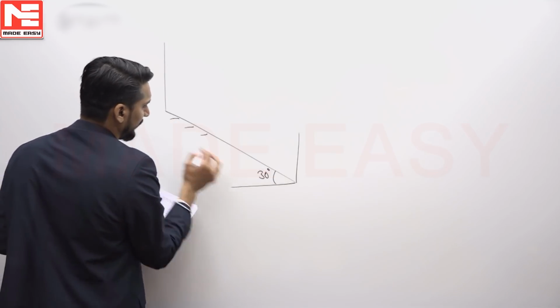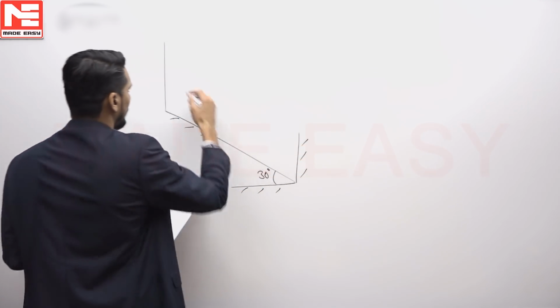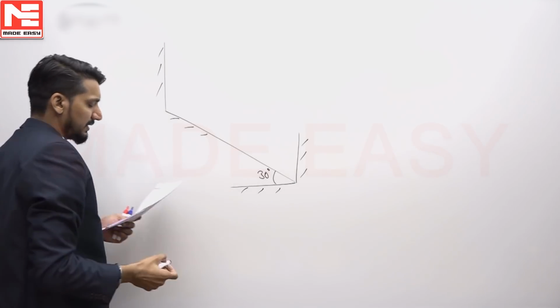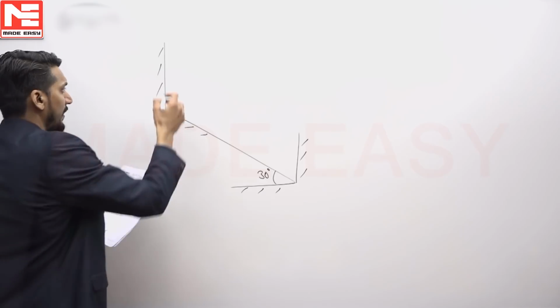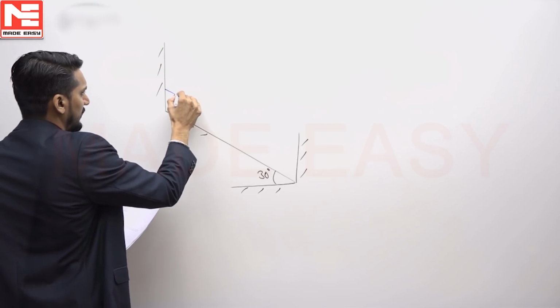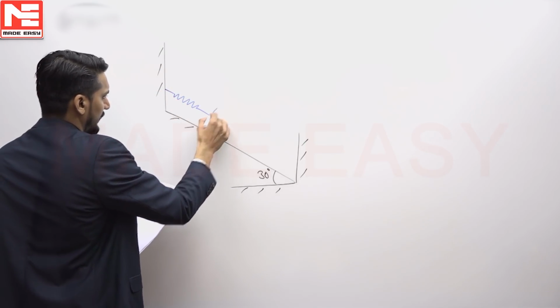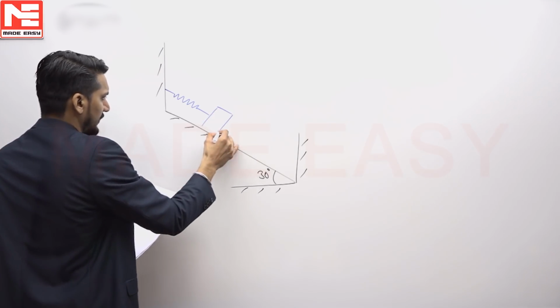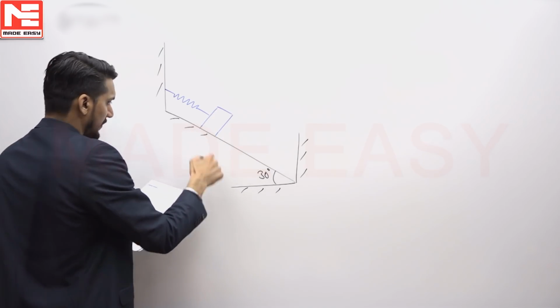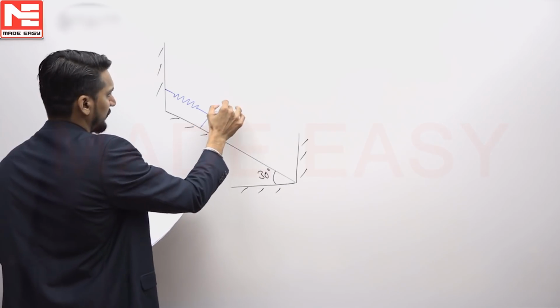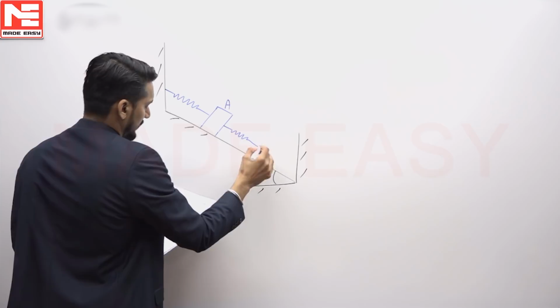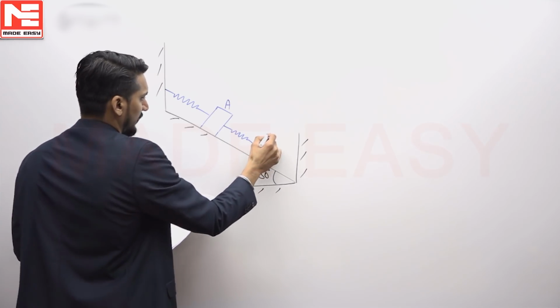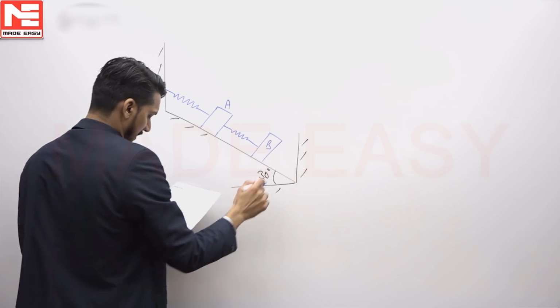This is the kind of arrangement given. The hatching just represents that they are fixed. Now at this particular point there is one spring which is attached with this block A. Along with it there is another spring which is attached with the block B.